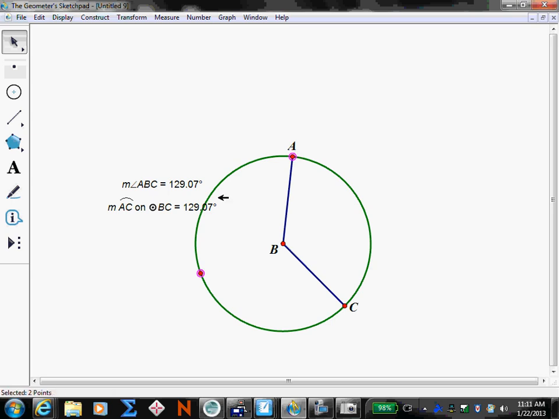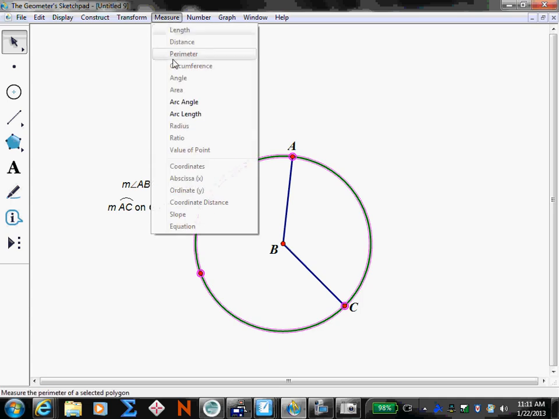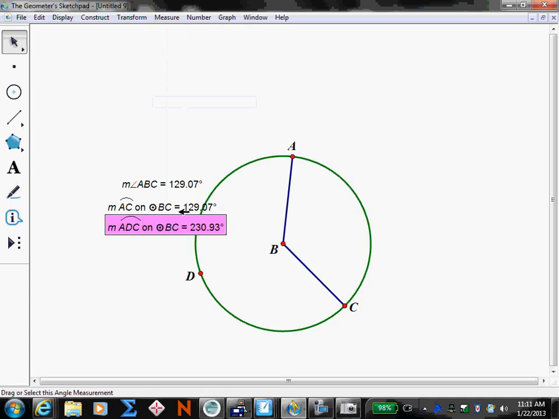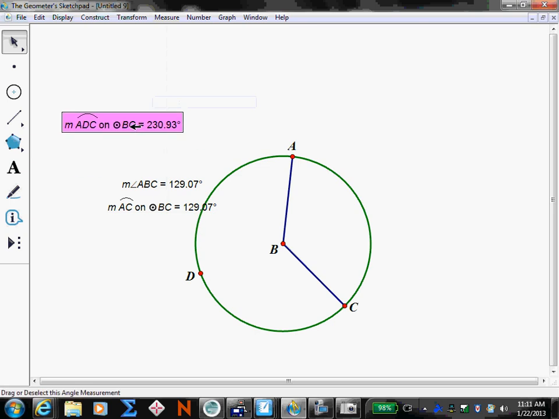So I'm going to highlight A, this little point here, and point C, and then highlight the circle and say measure arc angle. So notice the 3 letters, and it's 230 degrees. These 2 added together will make 360 degrees. So arc ADC is a major arc. Arc AC, named with 2 letters, is a minor arc. So you will want to review those definitions from chapter 1.